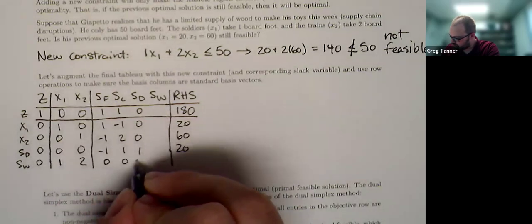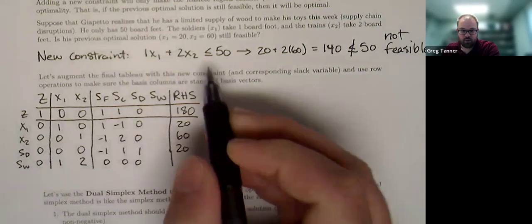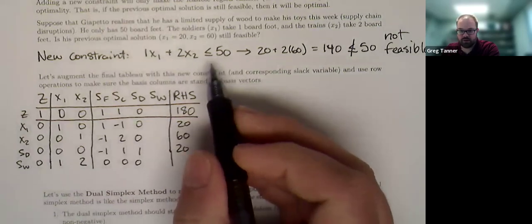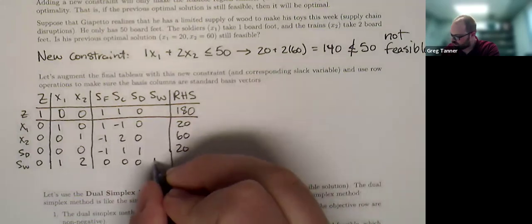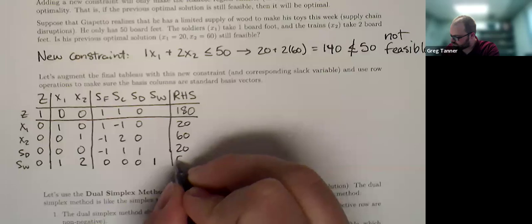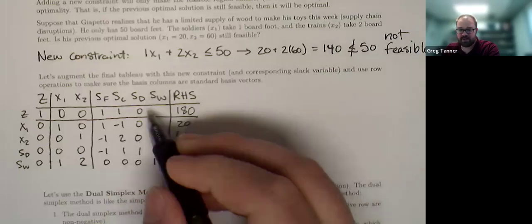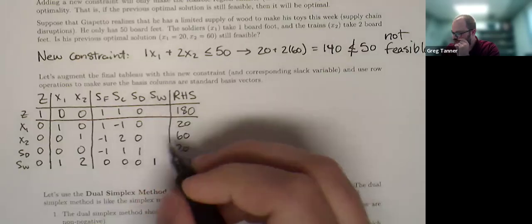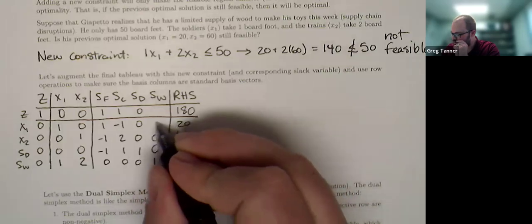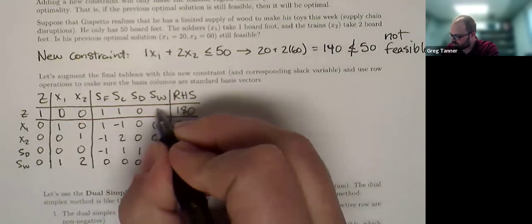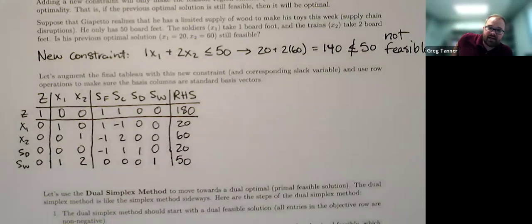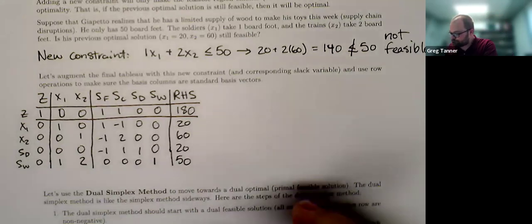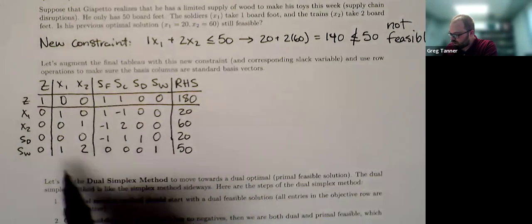None of the other slack variables show up in this constraint. We'll add a slack for wood variable here to change our less than or equal to into an equality. And so we'll get 1 there, and then a right-hand side of 50. The slack for wood doesn't show up in any of the other constraints, and so we'll put in zeros there for all the other constraints, as well as the objective value. The slack for wood variable doesn't show up there either. Okay. So here we go.